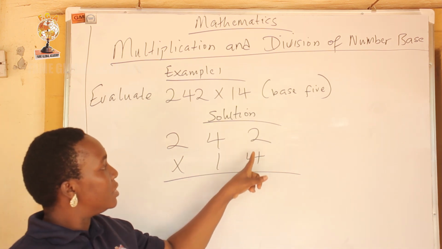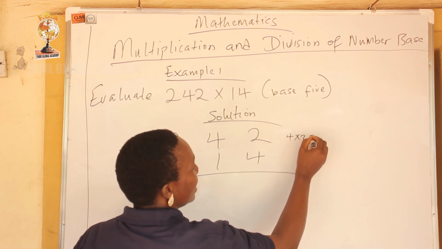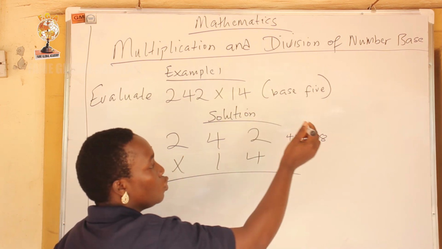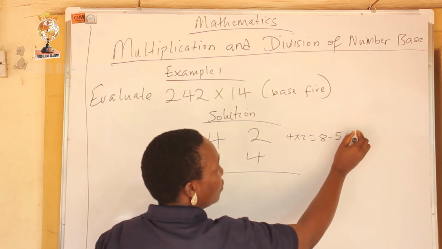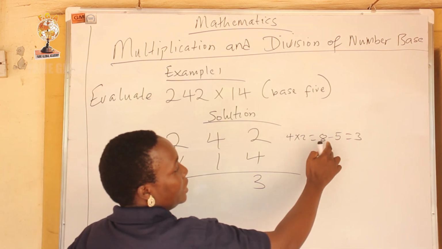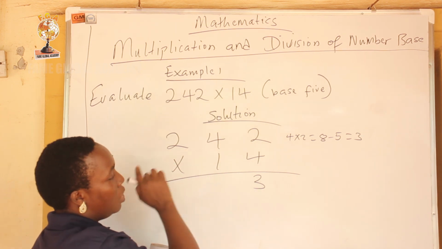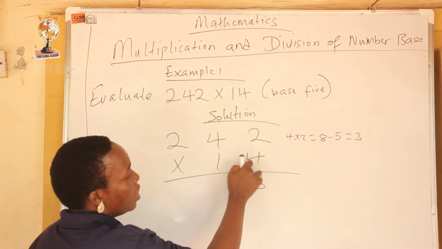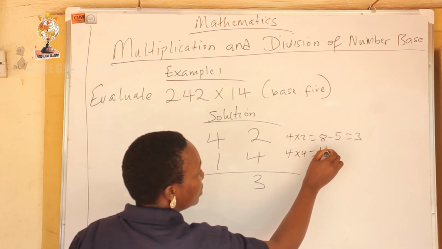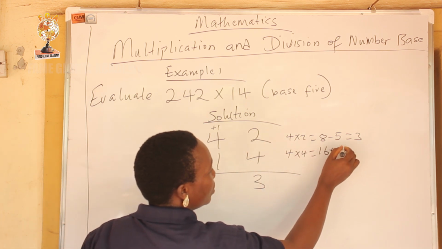Okay, so 4 times 2 will give us what? 8. Now we can't write 8 here because 8 is bigger than 5. So we subtract 5 from it and that will give us what? 3. So what we have here is 3. Now this 5 that was subtracted, we carry it as 1 to the next part. Okay, so let's multiply. 4 times 4 is what? 16. Plus the 1 we carry from this side.